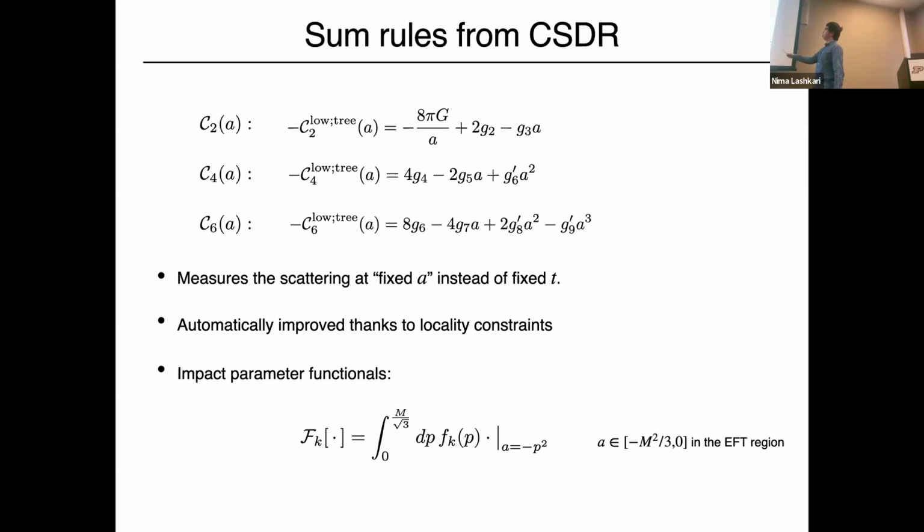But then you can do the same thing. You apply a functional, which is an integral over a against some function f of p, which you can choose. Another comment is that the range of a is a bit tricky. If you remember, a is defined in terms of these Mandelstam s, t, u, and if you demand that s, t, u are all within the EFT region, below the cutoff, it turns out that the value of a has to be minus m squared over 3. So there's some funny factor of 3 in the value of a.